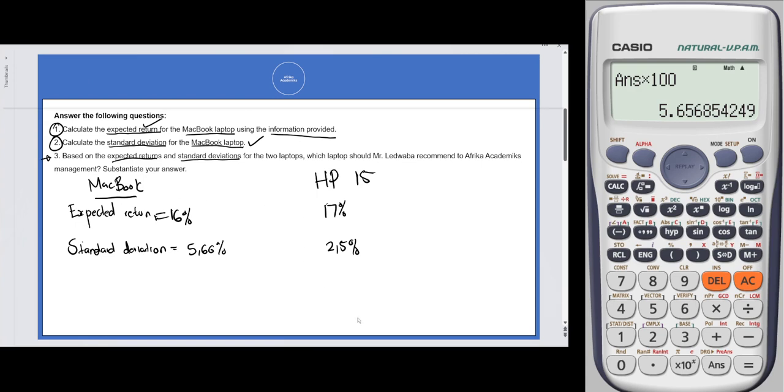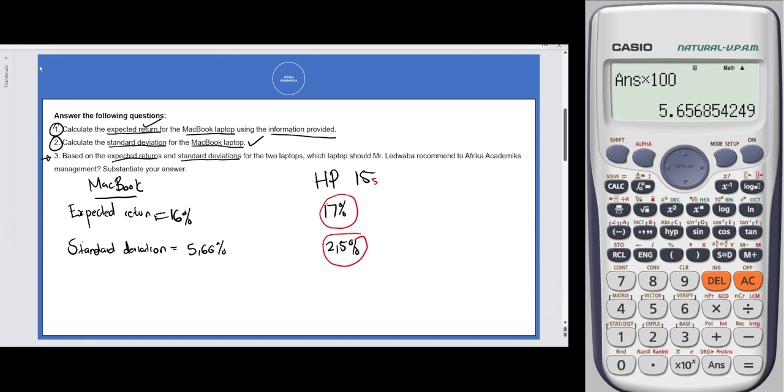When we apply our logic, we can see that the expected return of the HP 15S is the superior one. We have 17% return, which is more than the expected return of the MacBook of 16%. And then also the risk. When you look at the risk, you take the smaller number. Remember, risk is bad, so you want the number to be small. Risk is more like a loss. So the HP 15S is still superior as well, because it has 2.5% compared to the MacBook, which has 5.66%.